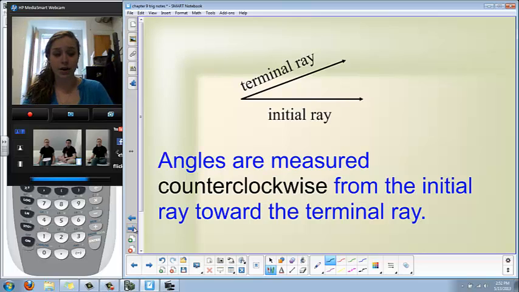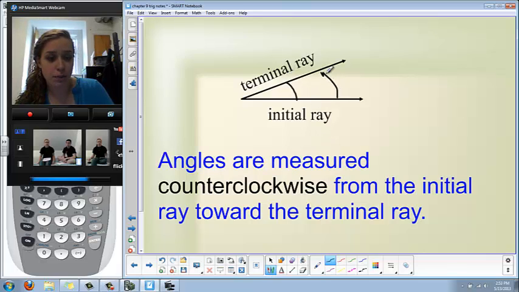Angles are measured counterclockwise from the initial ray towards the terminal ray. Okay, so that just means that in an angle like what you see in the picture right there, we have 2 different rays. And a ray is just a point or a line that starts at a point and extends on. So we have the initial ray, which is where our angle starts, and then the terminal ray is where the angle ends. So angles are measured in the counterclockwise direction.